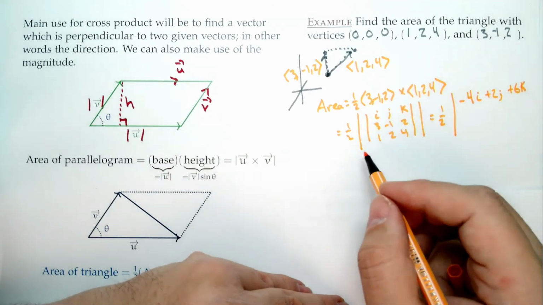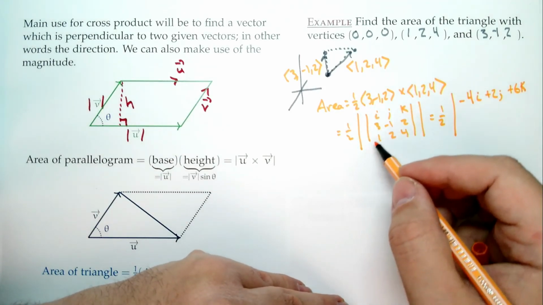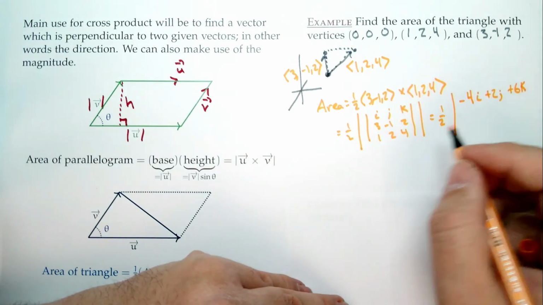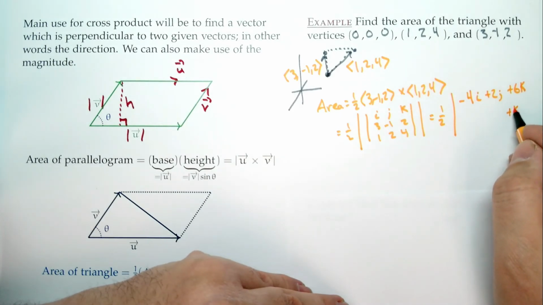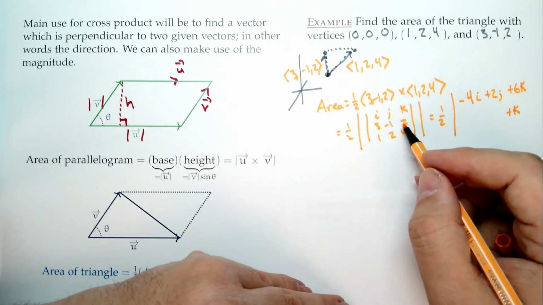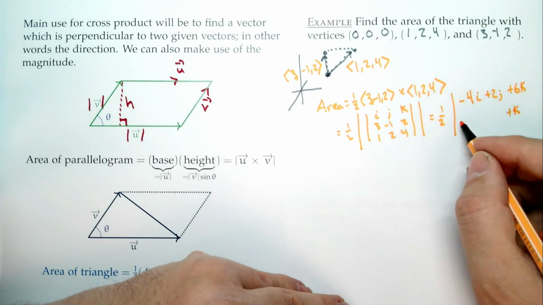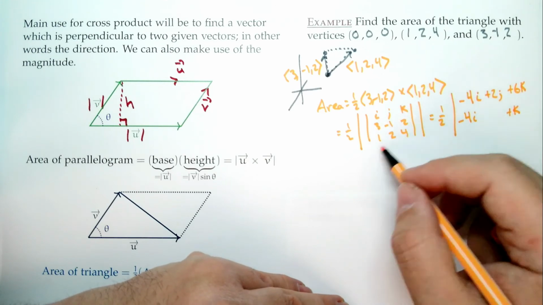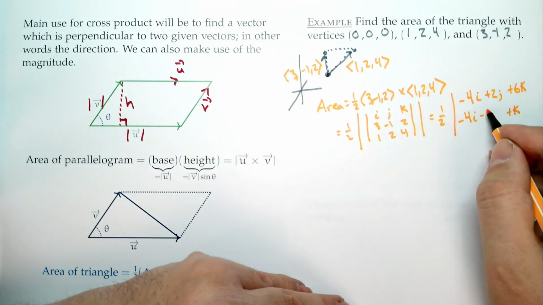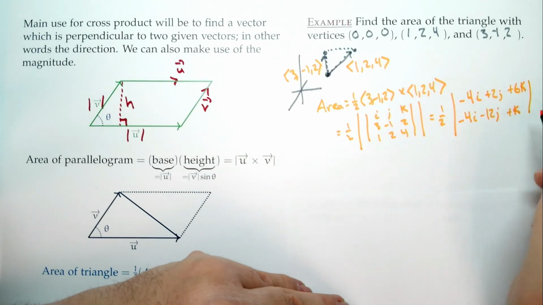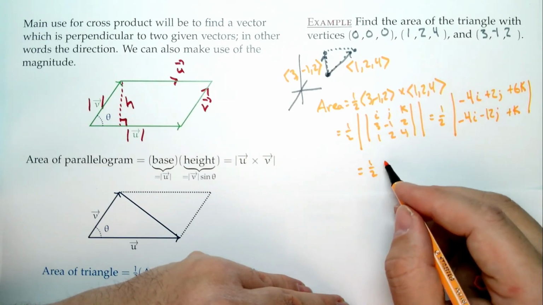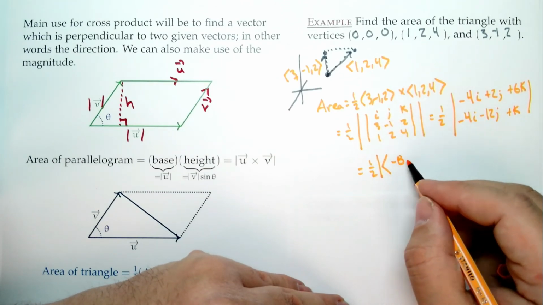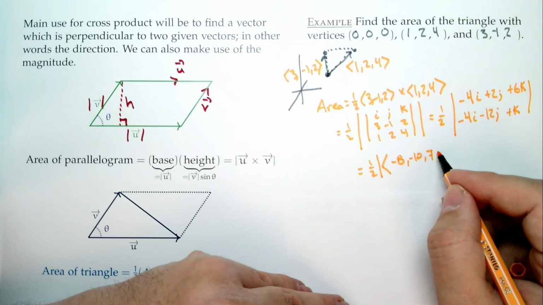And now, that's going downhill, going uphill. 1 times minus 1 is minus k, because I went up, I subtract. So I subtract minus k, which is really plus k. 2 times 2i, that's 4i, but I went up, so I subtract 4i. And 4 times 3j, but again, because I went up, I subtract 12j. So this becomes 1/2, and now we have the magnitude of negative 8, negative 10, and 7.